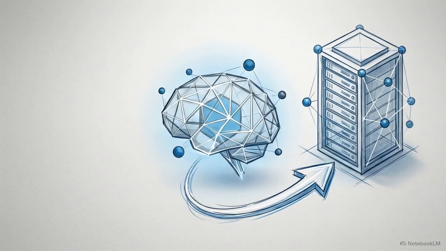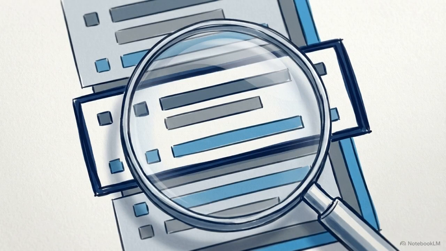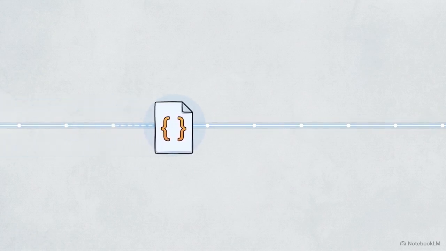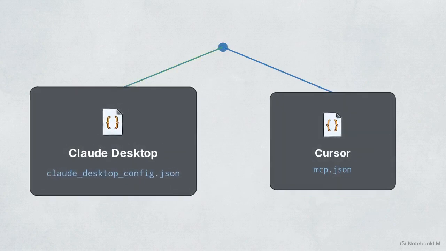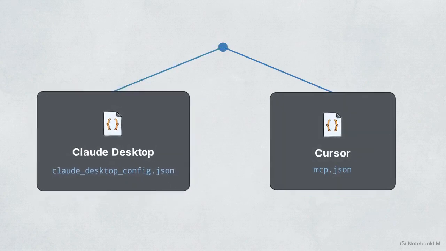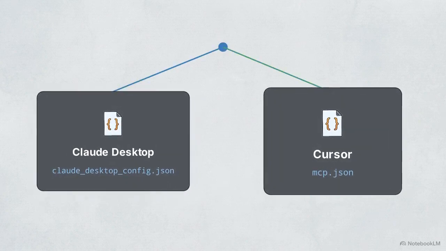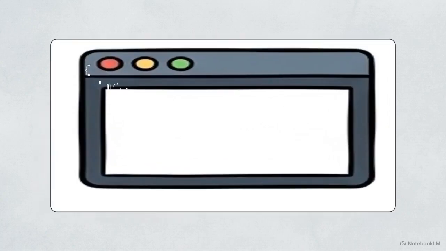Next, we need to register the Salesforce DX server with your AI. To do this, locate your specific AI client's MCP configuration JSON file. JSON is a standard text-based format used for storing and transporting data. File paths change by client. For Claude, find claude_desktop_config.json. For Cursor, edit mcp.json.